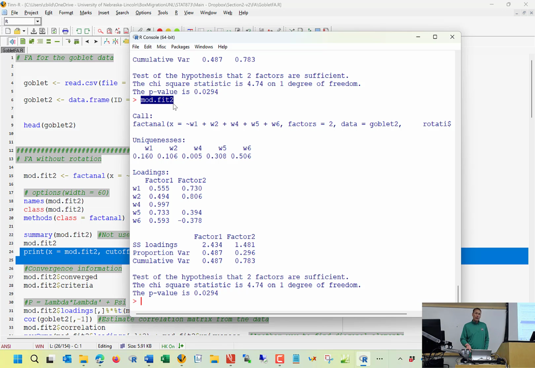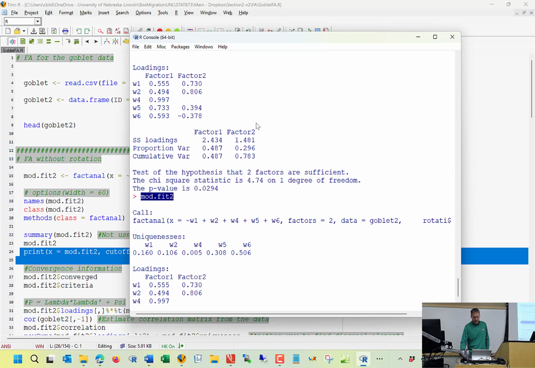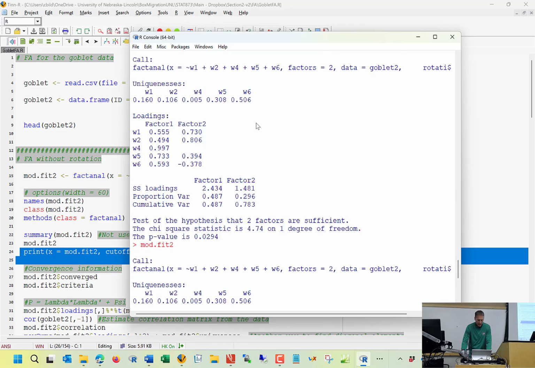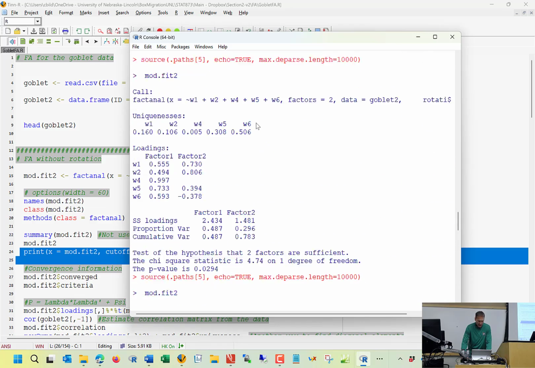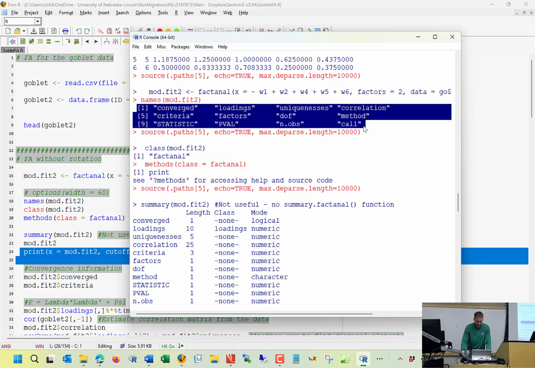If there wasn't a print function, and perhaps I'm getting a little bit farther than what we need to know, but what will happen is this with a list. It will actually print off the value for converge, print off the value for loadings, print off the value of uniqueness, print all those values off. It will print every single value that's within that list if there wasn't a print function.